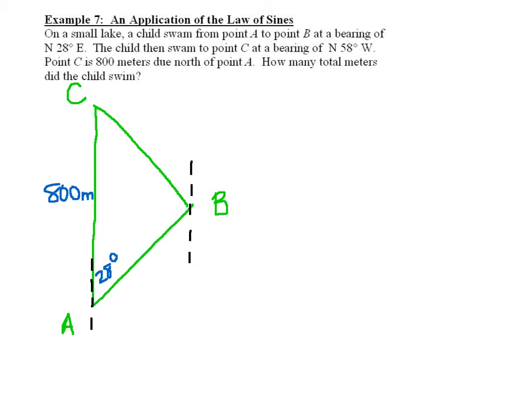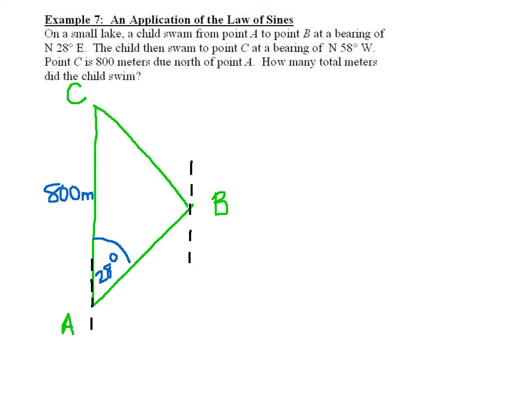So, as you can tell, I already have a triangle drawn here, so you make sure you draw the triangle. It says a child swam from A to B, so if you're going from A to B, he swam at a bearing of north 28 degrees east. So that means this angle from here to here is going to be 28 degrees. Remember, whenever we talk about bearings, you measure from your vertical, not your horizontal.